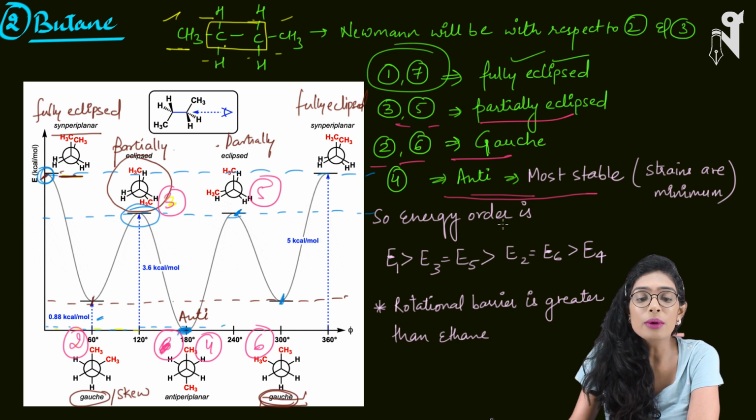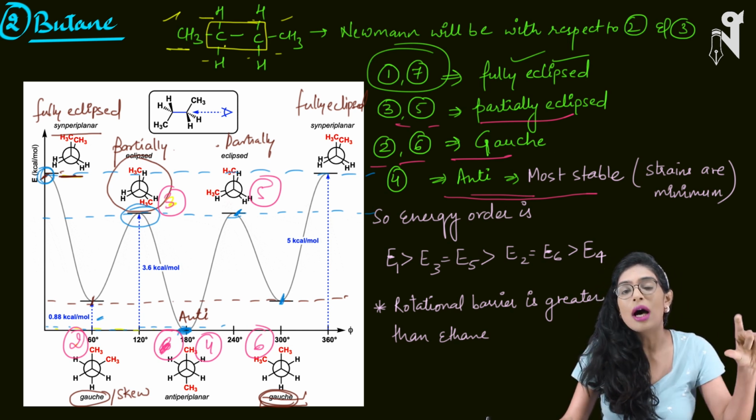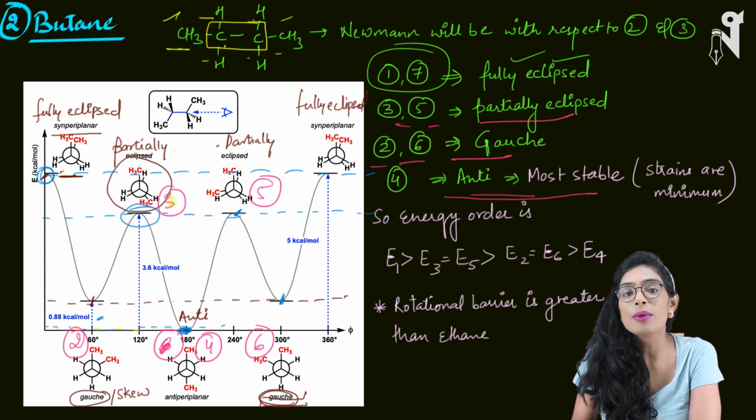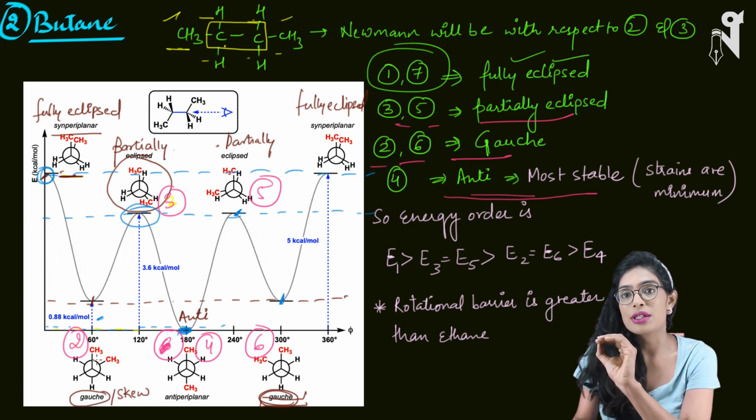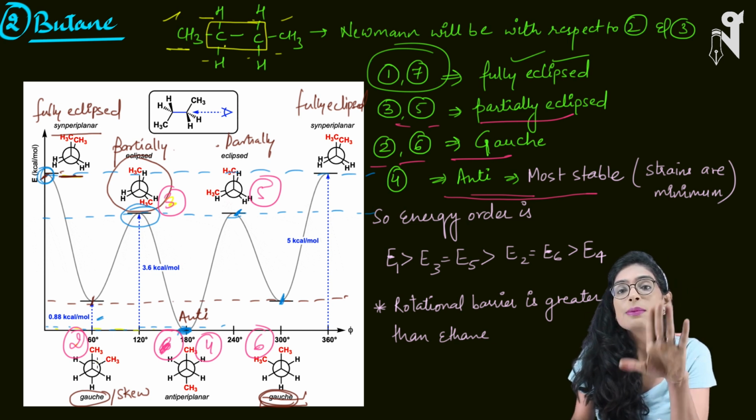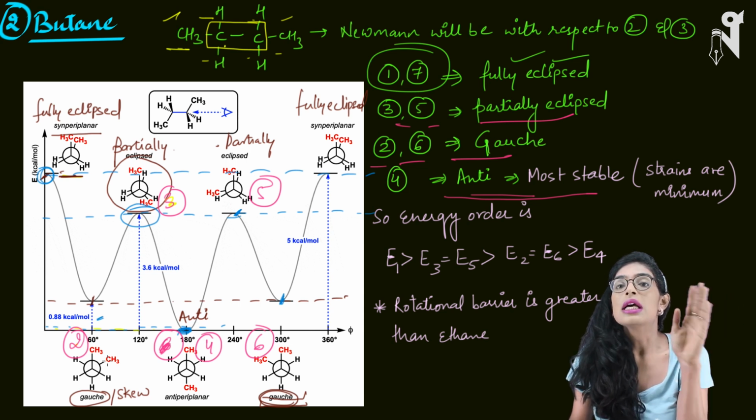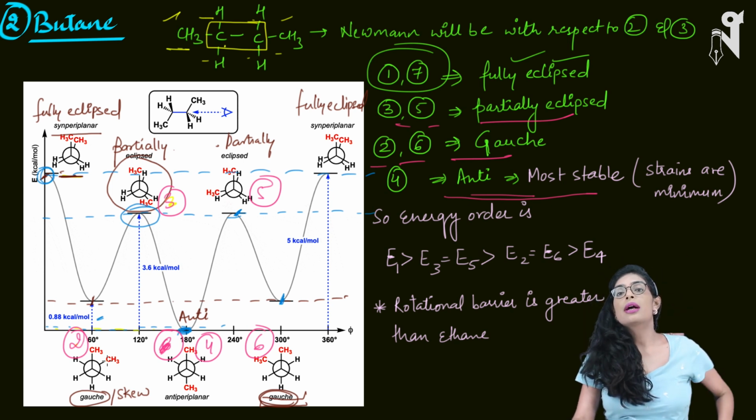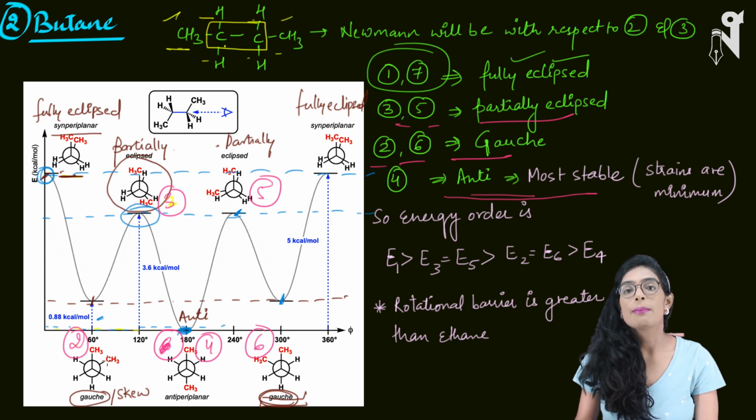So when you talk about butane now, as I told you, the conformers are the ones which are at the minima of the potential energy diagram. So when I say which all are the conformers of butane, ideally the conformers of butane are Gauche and anti. Eclipsed and fully eclipsed are not considered as conformational isomers or conformers. Okay, Gauche and skew are the ones which are on the minima of the potential energy diagram, and hence will be called as conformational isomers or conformers of butane.